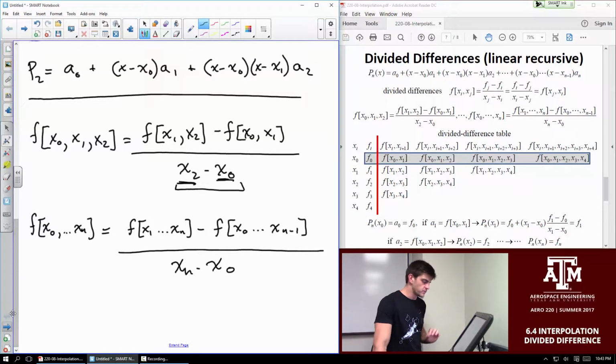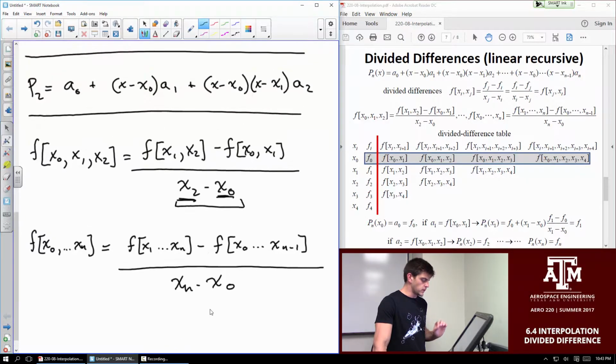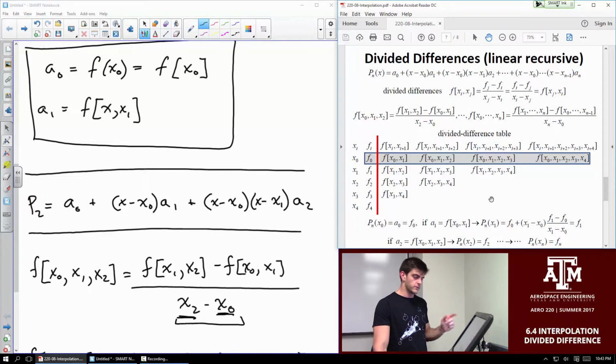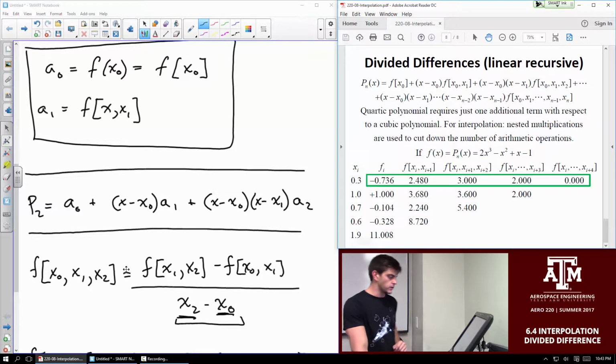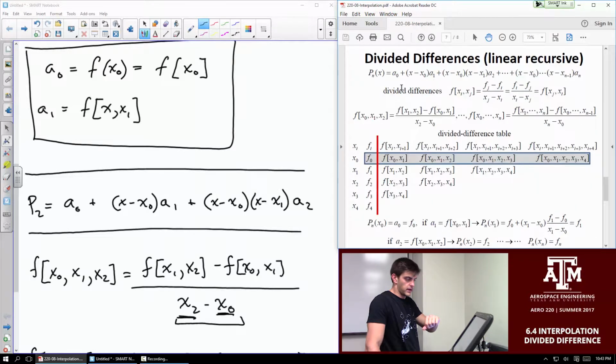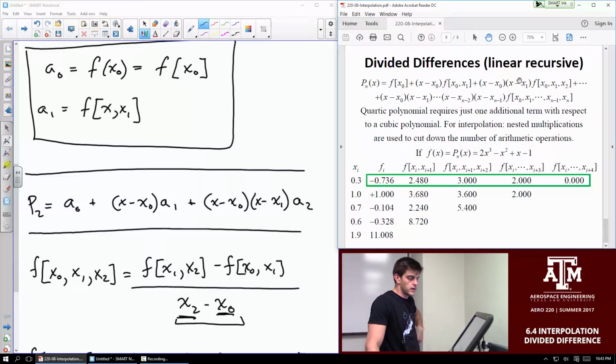Why do you need these? You use each of these divided differences in order to solve for the coefficients of your interpolating polynomial that you see over here. If we move to the next slide, here you will see the same polynomial written with, instead of a values, here we had a sub 0, a sub 1, a sub 2. Instead of that, it is written with divided differences.